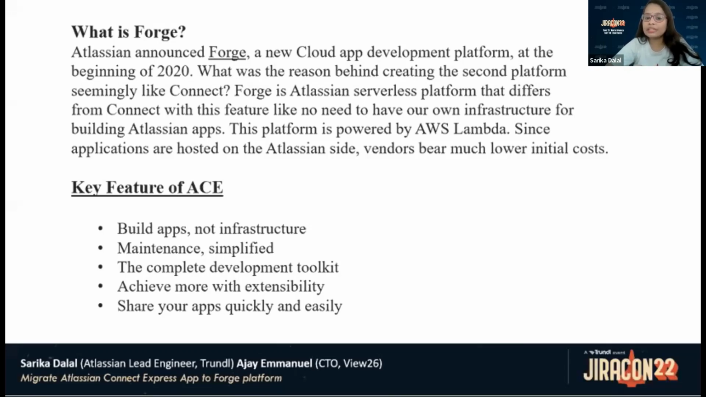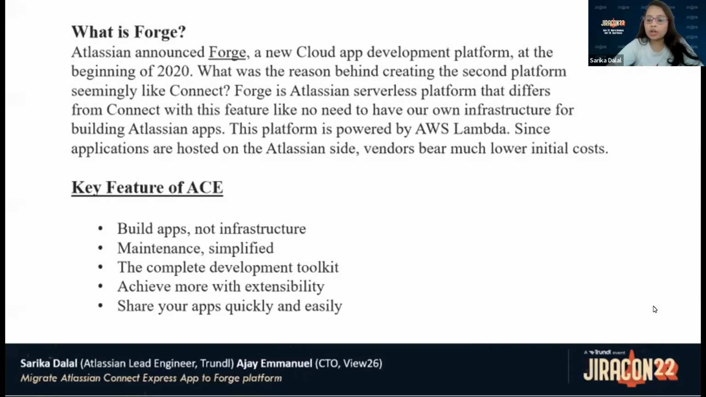When we are building an app, we can simply write our code and Atlassian will take care of the infrastructure. This platform is powered by AWS Lambda. Since applications are hosted on the Atlassian side, the vendor bears a much lower initial cost. So the difference is you just write your own code, and Atlassian itself takes care of security and infrastructure. That's why the cost to the vendor will be lower as compared to Connect.